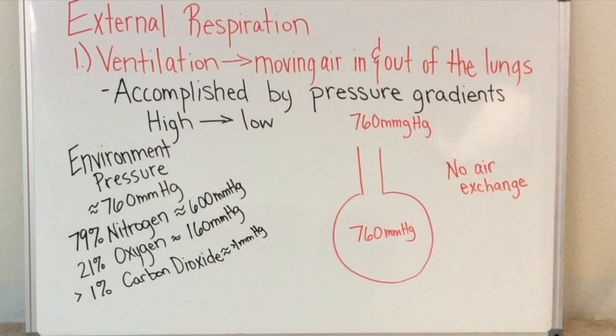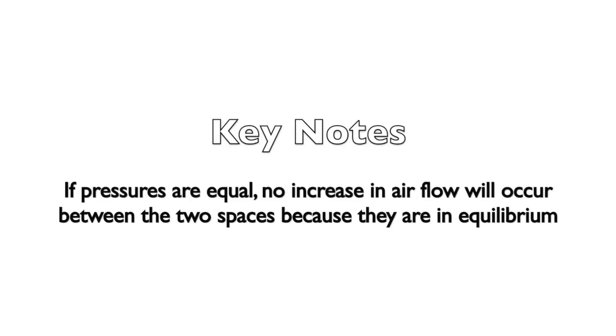Typically, atmospheric pressure is around 760 millimeters of mercury. If atmospheric pressure was 760 millimeters of mercury, and in our lungs pressure was 760 millimeters of mercury, no air would be exchanged. This occurs in between inspiration and expiration.